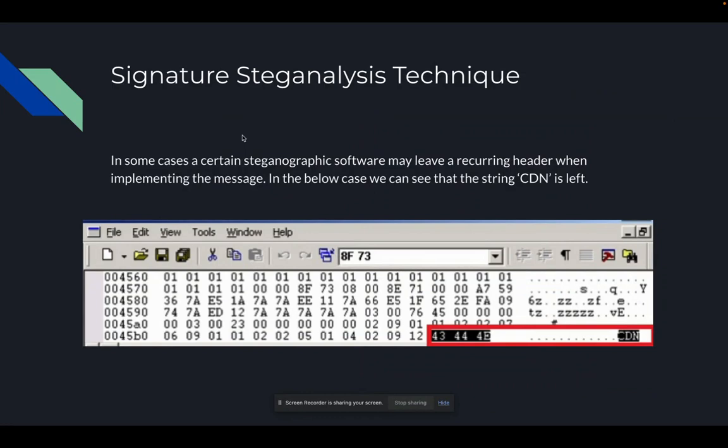So let's look at the signatures steganalysis technique. In some software for steganography, certain words or headers, various things could be left behind when embedding a message in a photo. In this case, this tool picked up the string CDN, which a common steganography tool had left behind, so it's easy to detect that there is something hidden in this image.